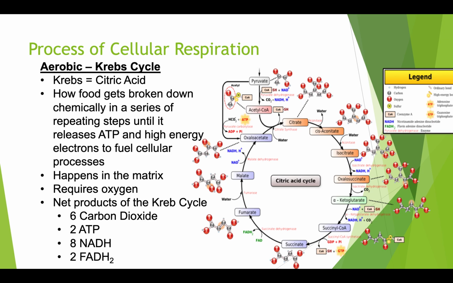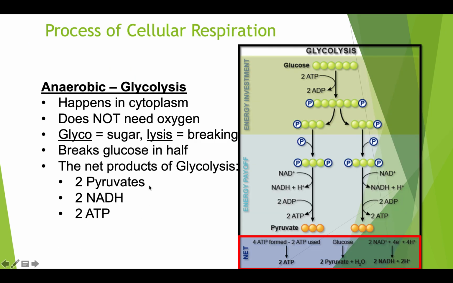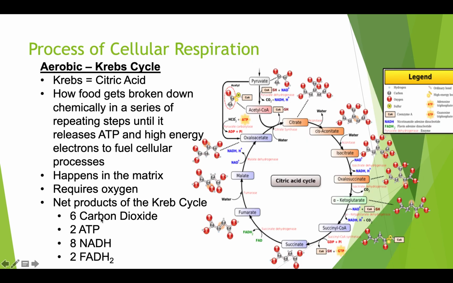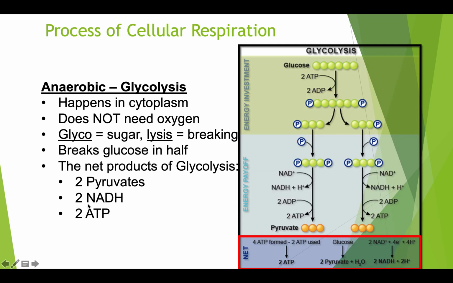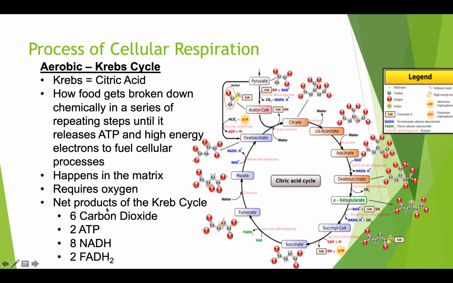The net products, or what you get out of the Krebs cycle, are 6 carbon dioxide molecules, 2 ATPs, 8 NADHs, and 2 FADHs. So if you notice, the Krebs cycle and the glycolysis both give you 2 ATP. Krebs cycle gives you a little bit more NADH, the electron carriers, but it's still not a whole lot. But you do get a little bit more here with the Krebs cycle.